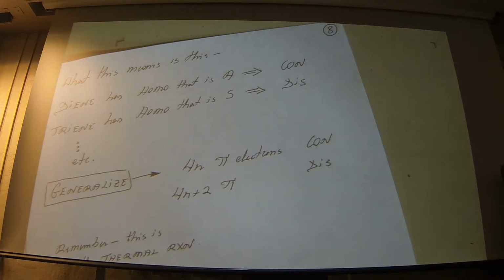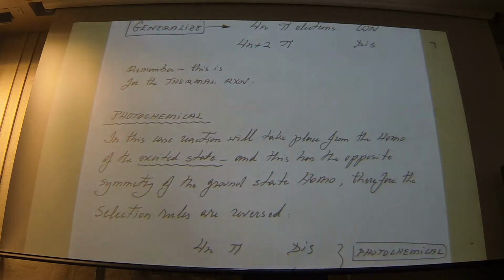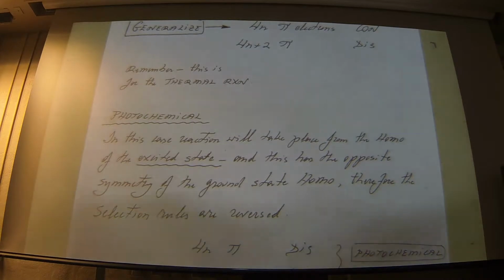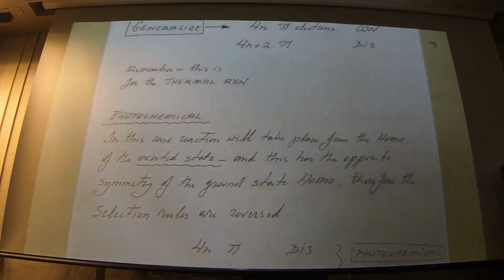So, here we go. Because the excited state has the opposite symmetry, the HOMO in the excited state has the opposite symmetry as the HOMO in the ground state, then the rules just switch, right? So the highest occupied molecular orbital in ground state butadiene was what? Was antisymmetrical. Go up one to pi 3 star, and that's going to be S, going to be symmetrical again. And so if the ground state was a con rotation, then the excited state has to be a dis rotation.